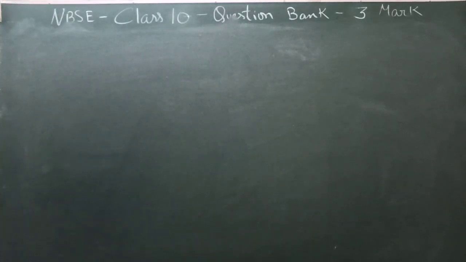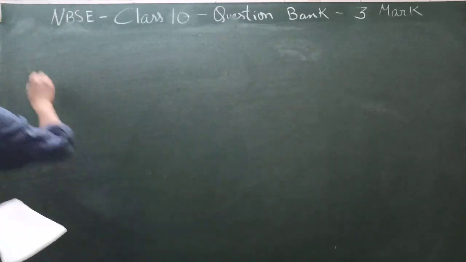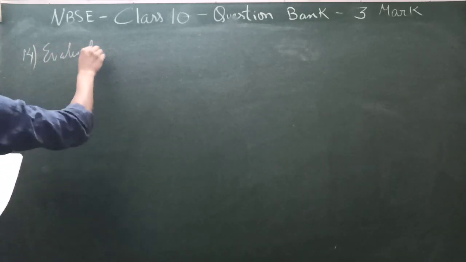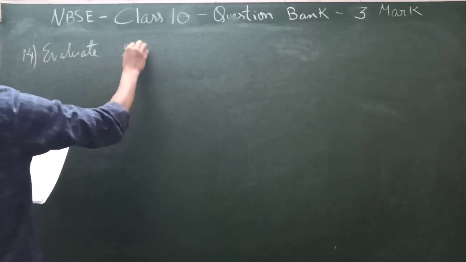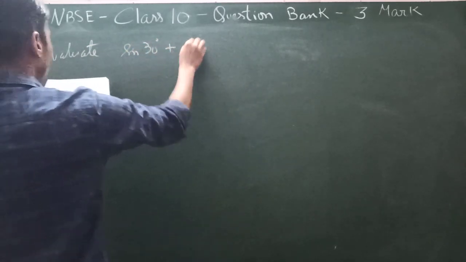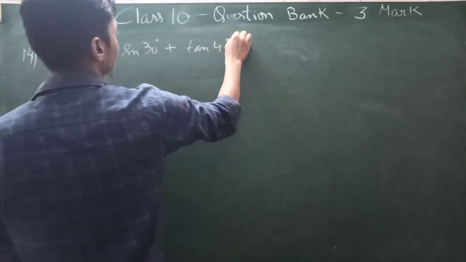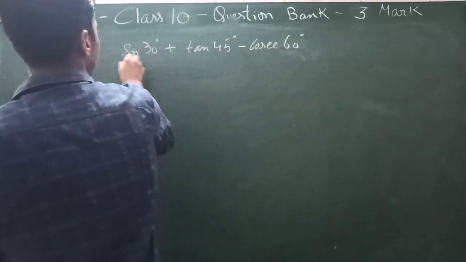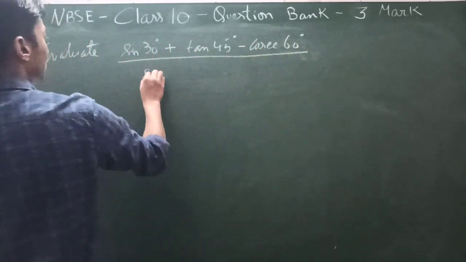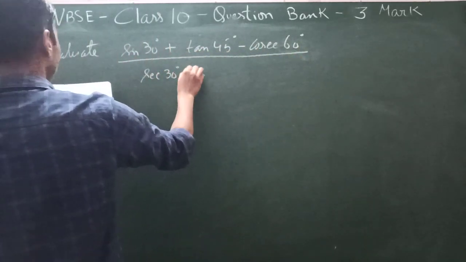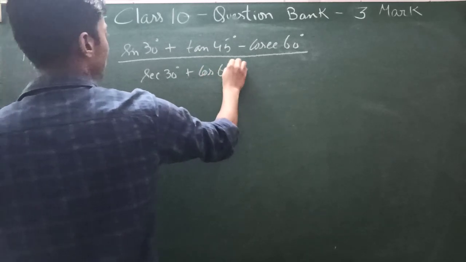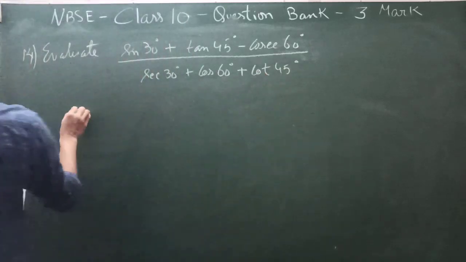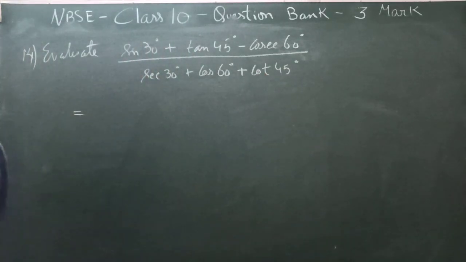Okay, next, number 14. Evaluate sine 30 degree plus tan 45 degree minus cosec 60 degree, divided by sec 30 degree plus cos 60 degree plus cot 45 degree. So we'll have to remember the values.